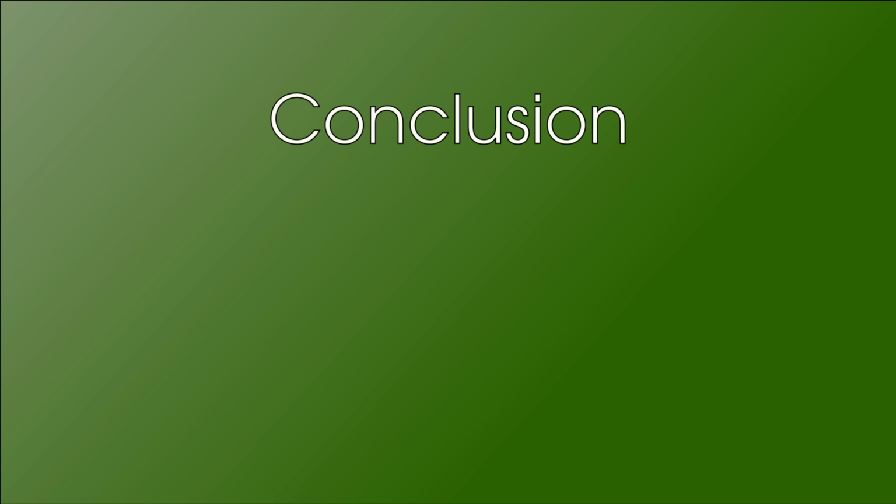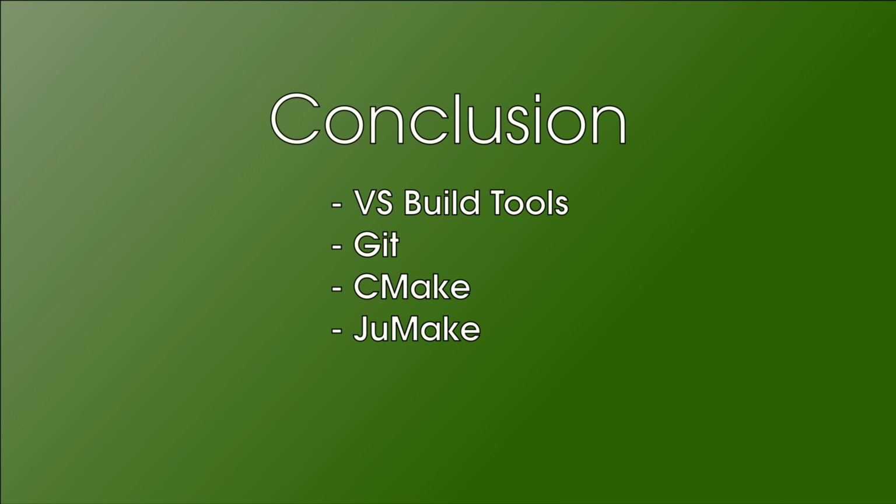Conclusion. We now have a complete C++ development environment for JUCE audio programming on Windows 11, with Visual Studio build tools for compilation, Git for version control, CMake for building, and my Jumake tool for easy project creation, all working seamlessly together in VS Code.